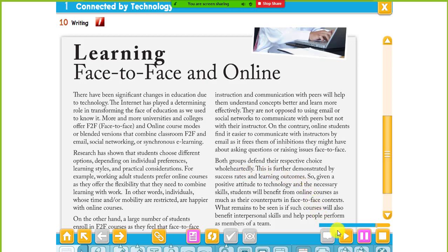Okay, this is further demonstrated by success rates and learning outcomes. So, given a positive attitude to technology and the necessary skills, students will benefit from online courses as much as their counterparts in face-to-face contexts. What remains to be seen is if such courses will also benefit interpersonal skills and help people perform as members of a team.